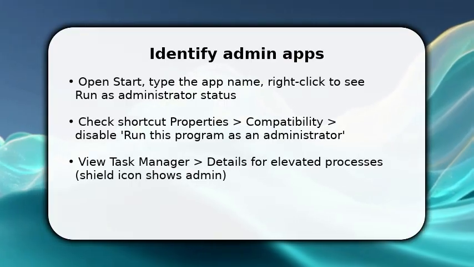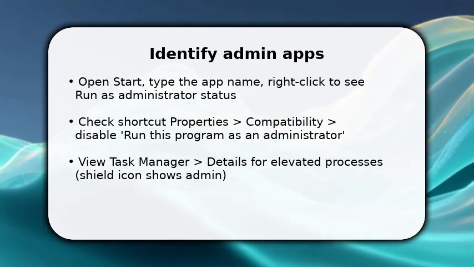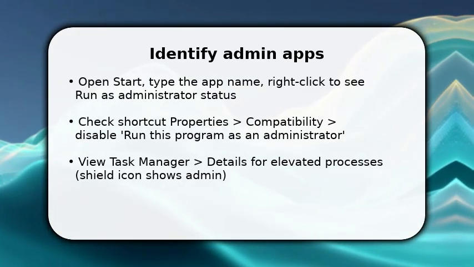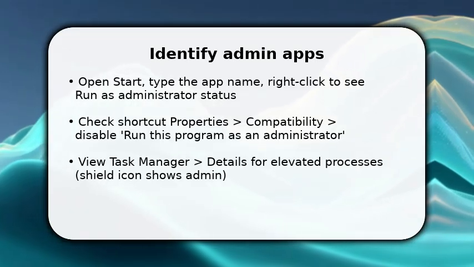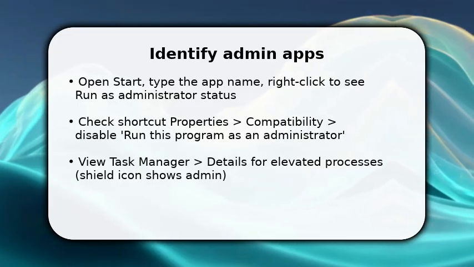You begin by finding which apps are running elevated and why. Open Start and locate the app. Right-click and inspect properties immediately. Once done, check the Compatibility tab and uncheck Run this program as an administrator for shortcuts.